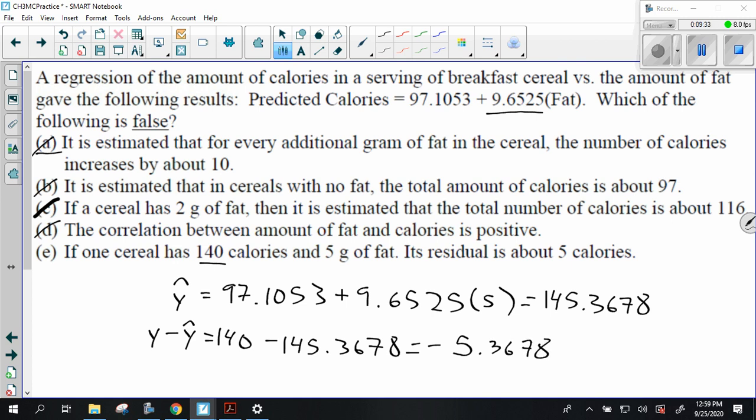The residual is about 5 calories, but unfortunately, there's a difference between 5 and negative 5. So we're going to choose E. That is false. The residual is negative, not positive. That was a lot of work for something we already knew. All right. Oh, well. Let's continue.